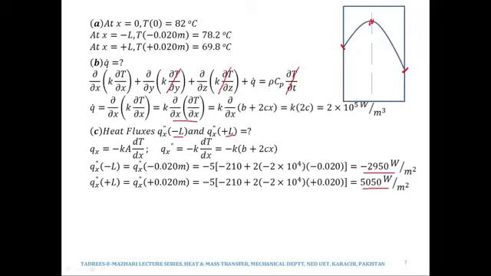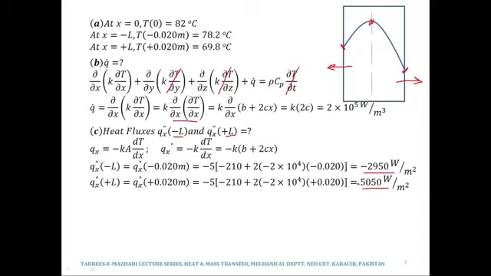So kindly note that one flux is negative whereas the other flux is positive. Why is it so? Because the heat is flowing in this direction. So the heat is flowing in the negative x-axis direction, so therefore the heat flux is negative, minus 2950. The minus sign is only telling us that the heat is flowing in the negative x-axis direction, nothing more than that. And the other heat flux is 5050, that is due to the reason that the heat is flowing in the positive x-axis direction, so therefore it has a positive sign.